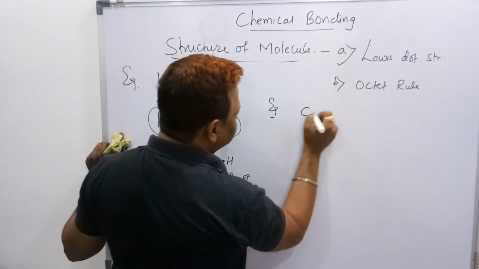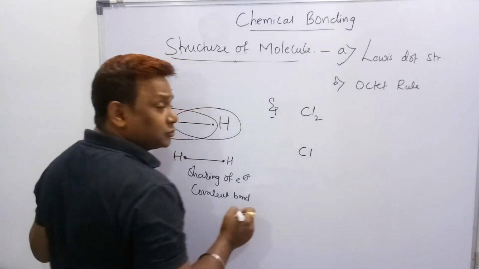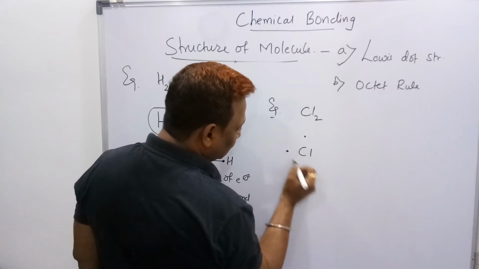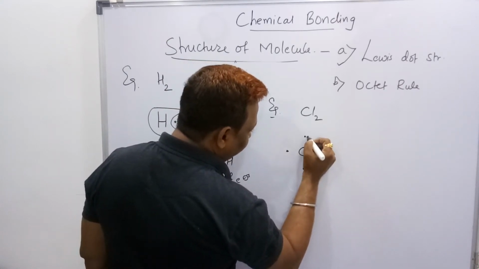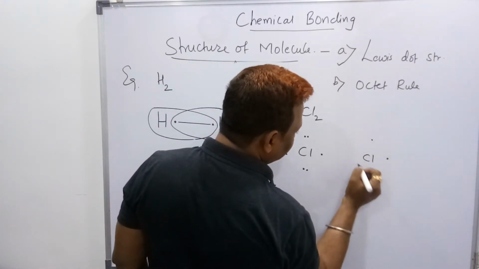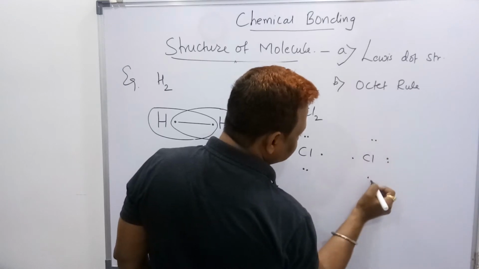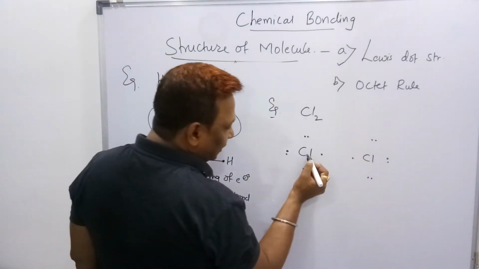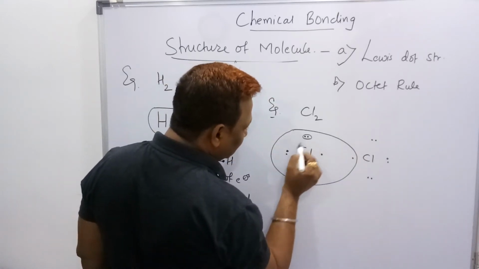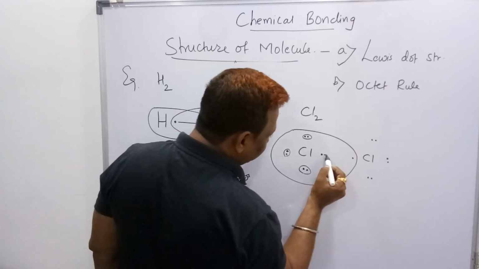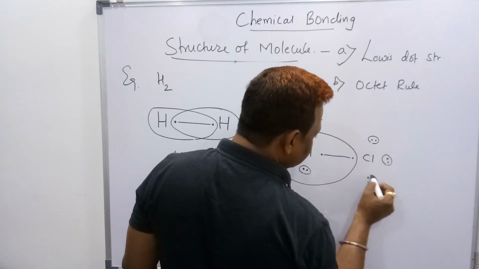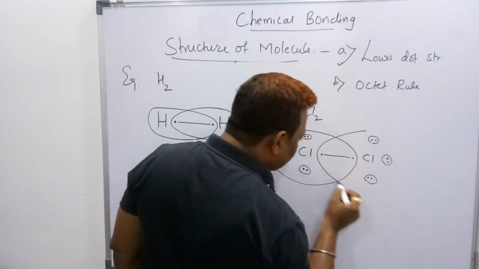Second example, we will check it with the Cl2 molecule. Let us say chlorine, it belongs to group 17, that means 7th group, having 7 electrons in the valence shell. 1, 2, 3, 4, 5, 6, 7. Same way, the other chlorine, 1, 2, 3, 4, 5, 6, 7. Now this chlorine will take this electron to complete its octet. Now check it here, with this chlorine how many electrons are there? 2, 4, 6 plus 2, 8. For this chlorine, 2, 4, 6, it will take this electron and it will complete its octet.